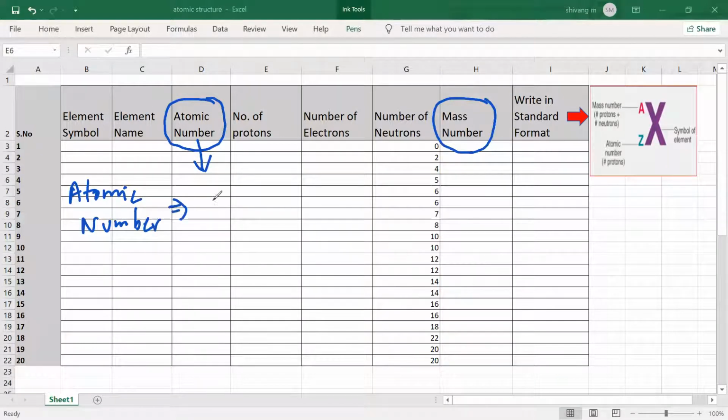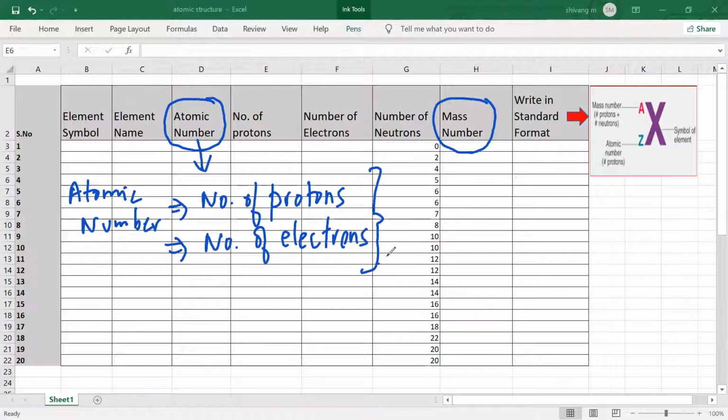It is the number of atoms. Like it tells the number of protons, or it is the number of electrons. Mr. Satya, are we clear about it? Yes, sir. So let us take a very simple example. Let us take an example of sodium.